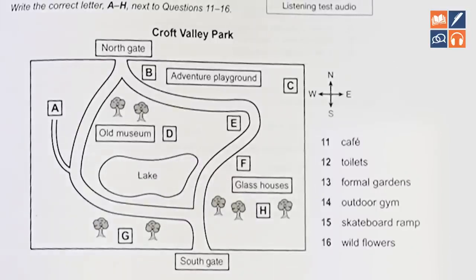So they're not really trying to trick you, they're just setting you little challenges to help determine who's really band 9, who's band 8, who's band 7, who's band 6.